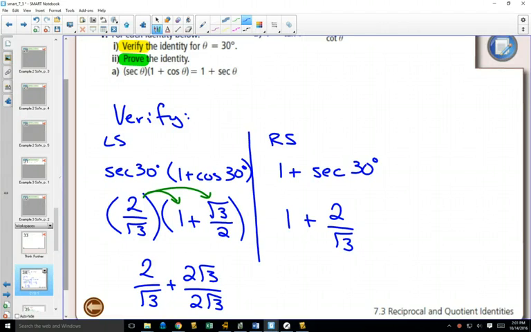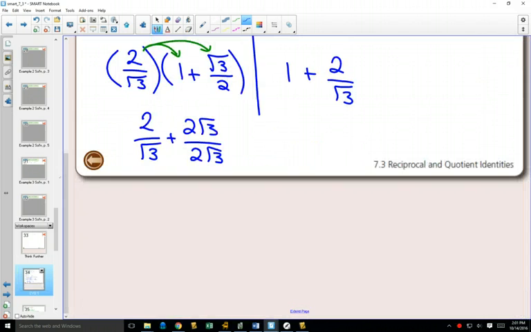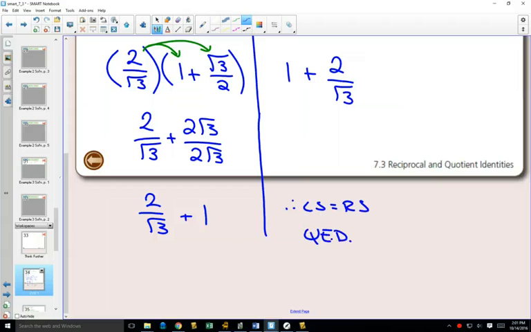And what is 2 root 3 over 2 root 3? 1. And that's going to work out very nice for us, isn't it? Because as soon as I simplify that, are they identical at this moment? Yes. Therefore, the left side equals the right side. We've demonstrated what we were asked to show. Very nice. So that is a verification.